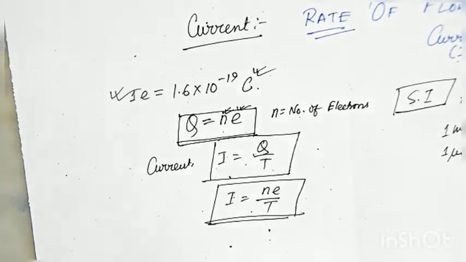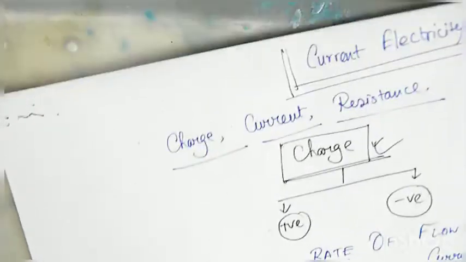After we finish these two portions, we move to the third portion, which is called potential.